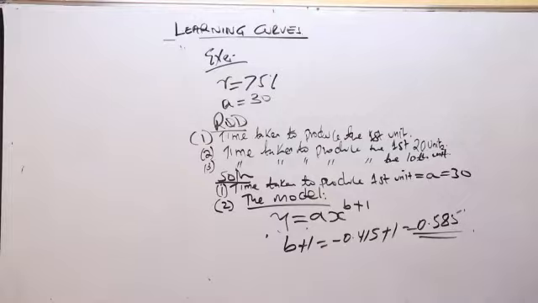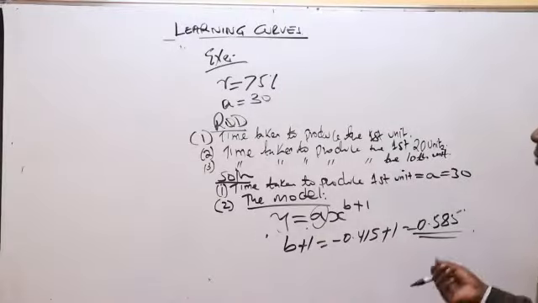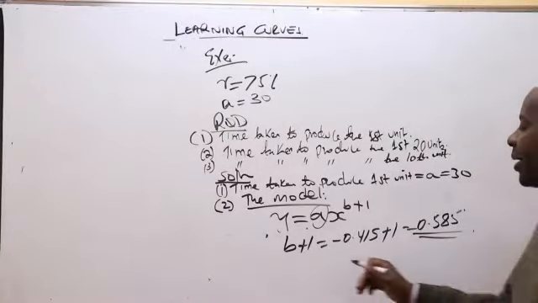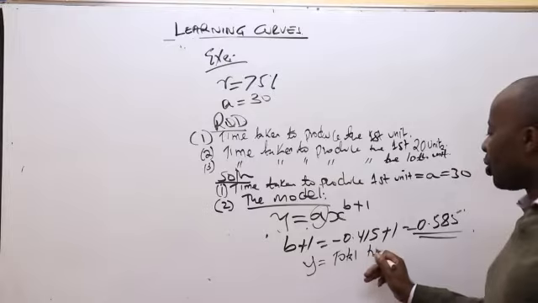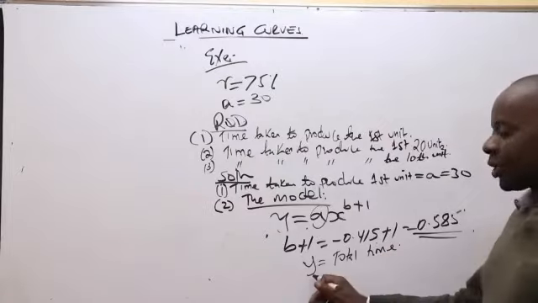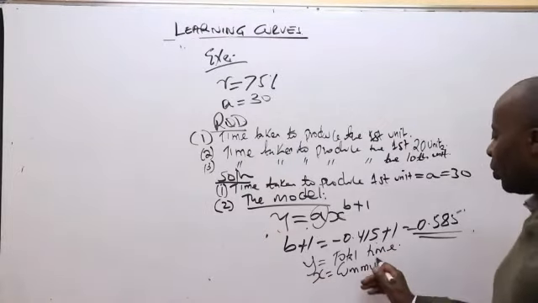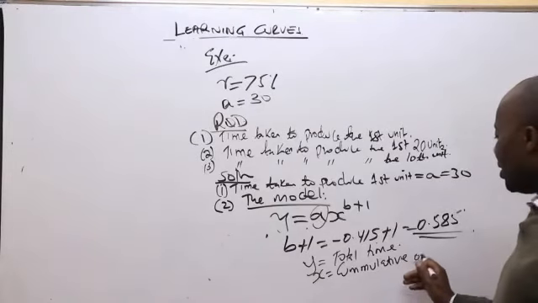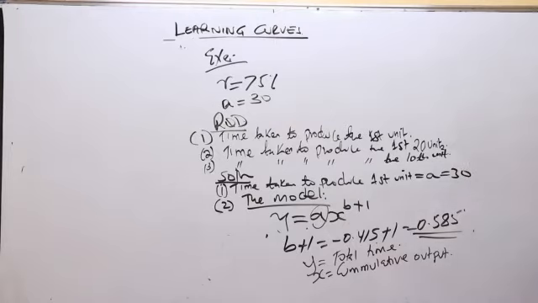Now, ladies and gentlemen, already I have A. And then they want me to give them the total time. This Y stands for total time. X, of course, you grade students know that X is the cumulative output.